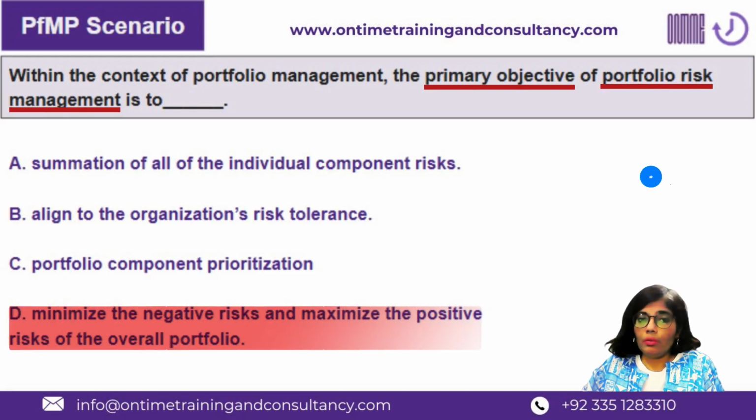D is the wrong answer. D is not the objective of portfolio risk management. D is the objective of project risk management. Let me help you understand one by one.